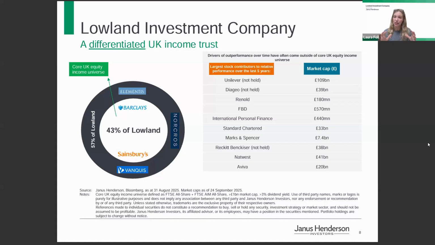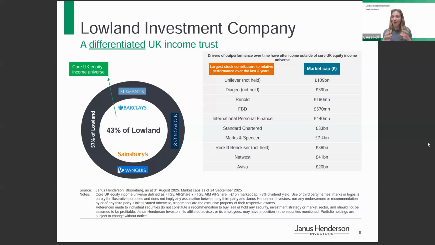And the advantage that we think that brings to our shareholders is that historically, those small and medium-sized companies grow faster. They grow sales faster, earnings faster, and therefore dividends faster. I'll show you the Lowland dividend CAGR as a result of that in a minute.